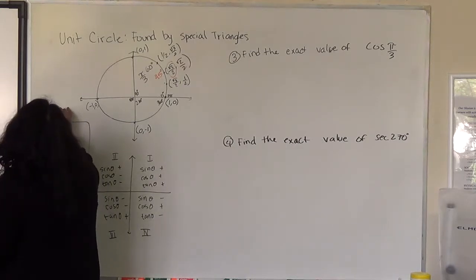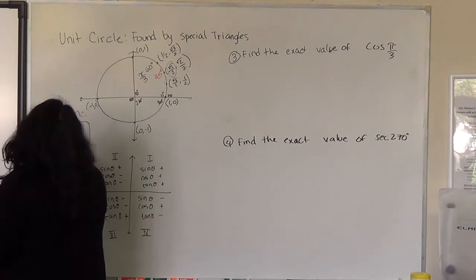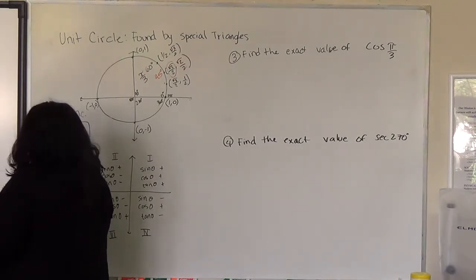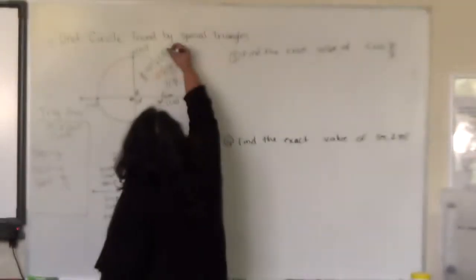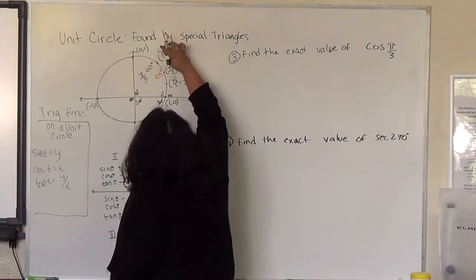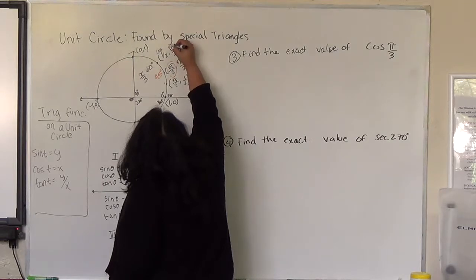So your trig functions on a unit circle: sine t equals y, cos t equals x, and then tan t equals y over x. So basically, this is cos comma what? Sine.